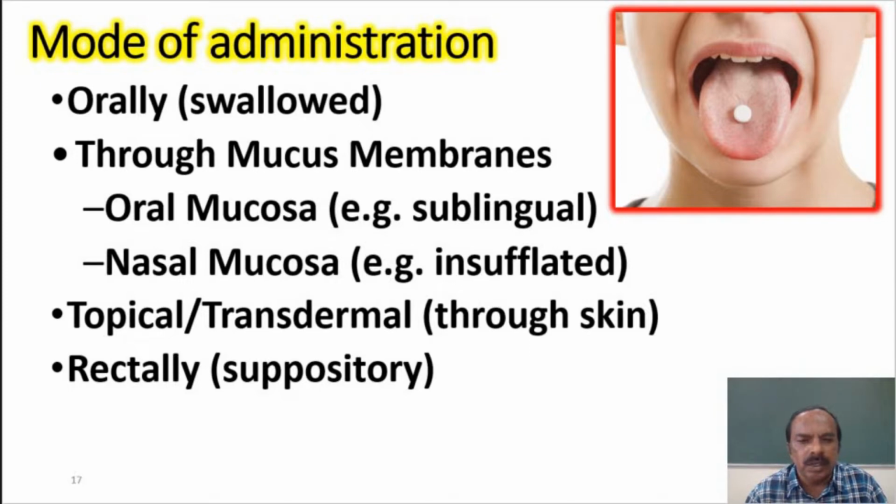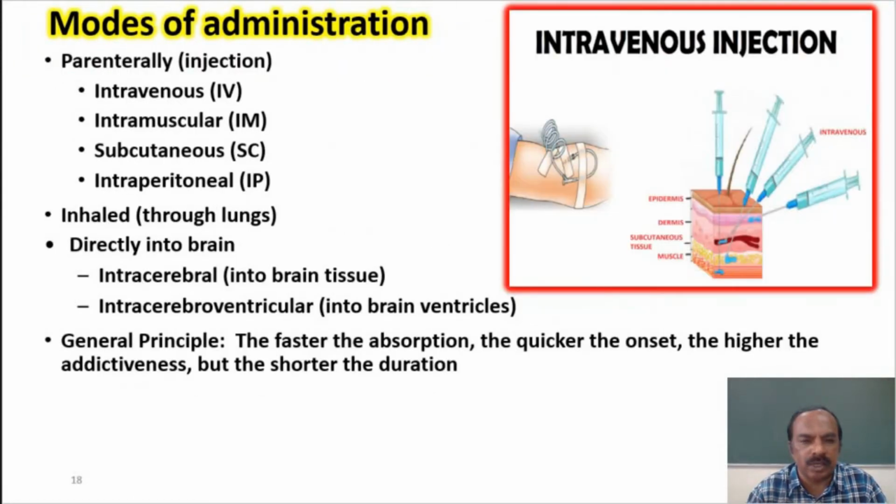Next is through mucous membrane, and this is by oral mucosa, nasal mucosa, or the drug may be administered through the topical or transdermal method, or through injection. And the fourth category is rectally, through the anus the drug is ingested. So the drug can be introduced into the body of a human being by various methods, and this is what is called mode of administration of drugs.